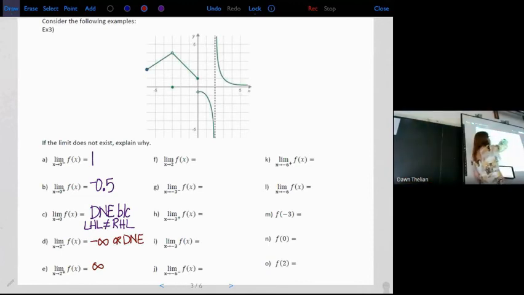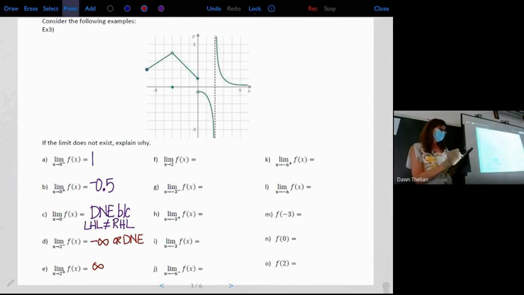Because what happens is this row dies before it gets close enough to 2. So since we're approaching 2, you have to get on the road that's closest to 2 so that you can follow it. If you start tracing this part of the function from the left and it just is a dead end, you have to continue on the graph until you actually can get to the x value. Exactly.